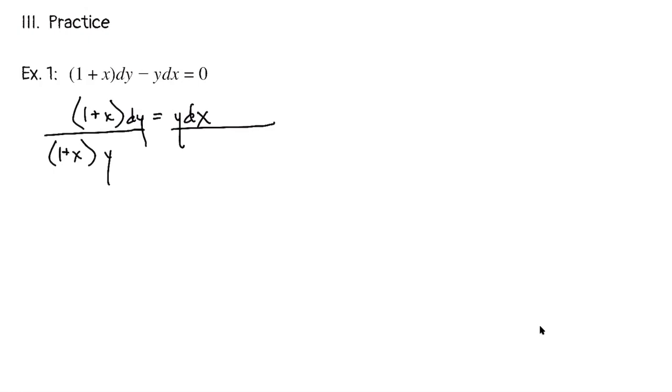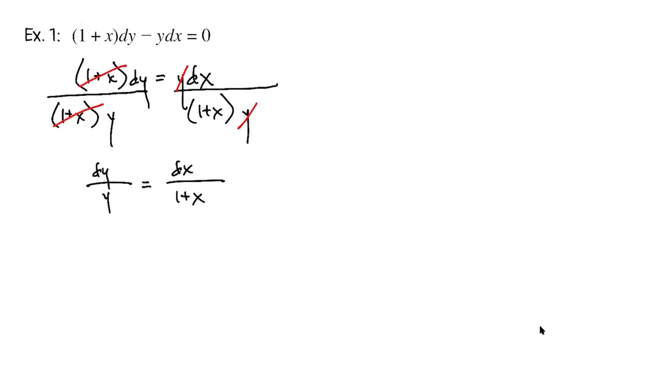And if I do that on the left-hand side, I have to do that on the right-hand side. And what that gives us is this 1 plus x and this 1 plus x, those reduce to 1. So I've gotten rid of the x's on the left-hand side. And similarly, on the right-hand side, this y in the numerator and this y in the denominator, those also reduce to 1. And so what we have is dy over y equals dx over 1 plus x.